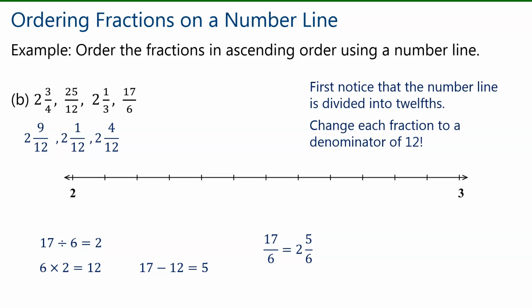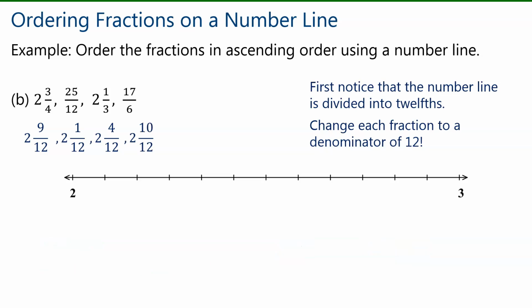Now my goal is to change each one of them to denominator 12. So what I'm going to have to do now is multiply this by 2. 5/6 times 2 gives me 10/12. So now I can take all of these fractions, all of these mixed numbers, and put them on the number line.